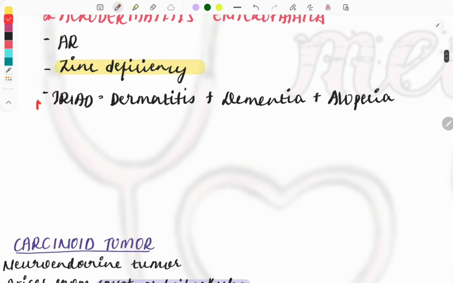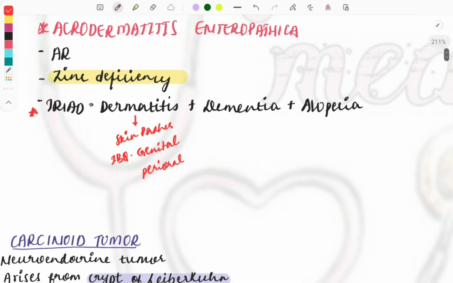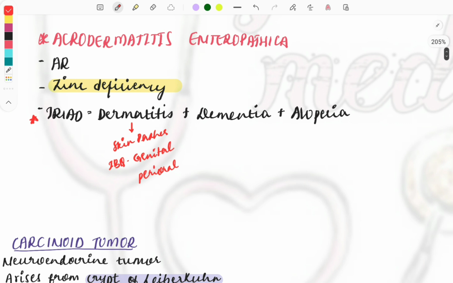Now speaking about the triad: dermatitis, dementia, and alopecia. Dermatitis means involvement of the skin, and on the skin you can see rashes described in the clinical case, and image based questions can also be asked. Rashes are present mainly on the genital area, then the oral area. Dementia means the patient will have memory loss and so on, and alopecia is hair fall, because zinc is an important constituent for hair synthesis and hair growth also.